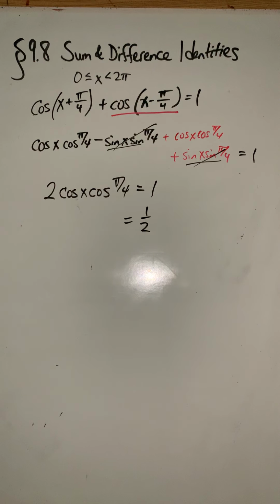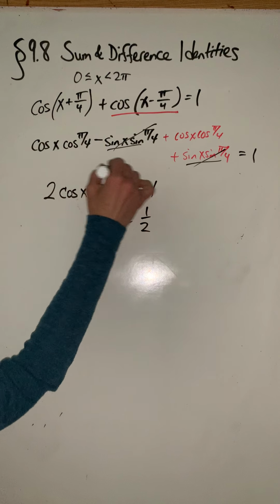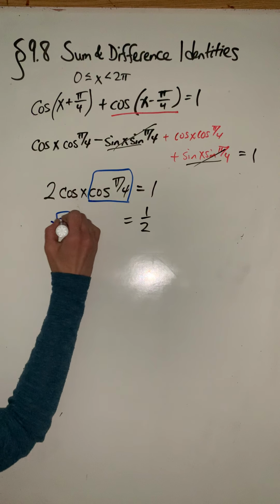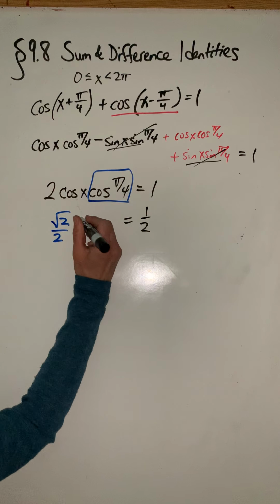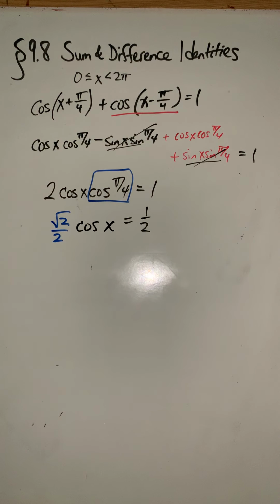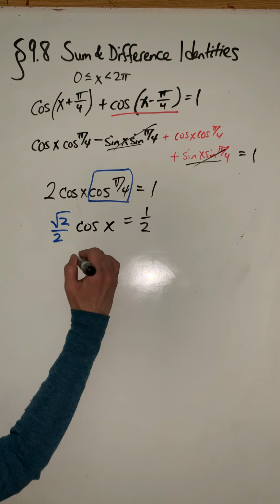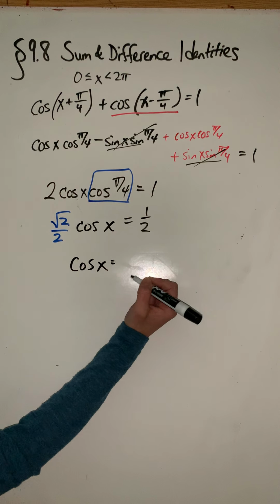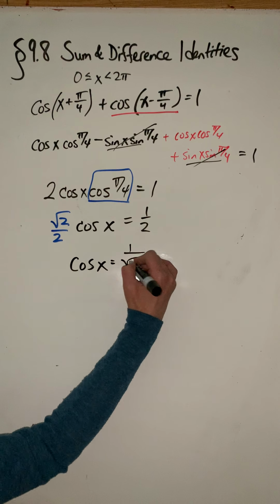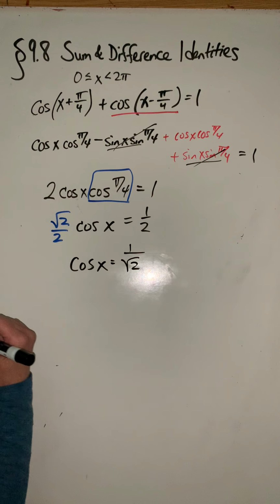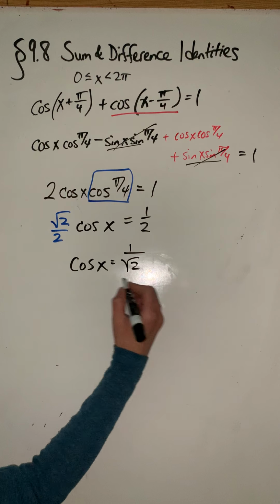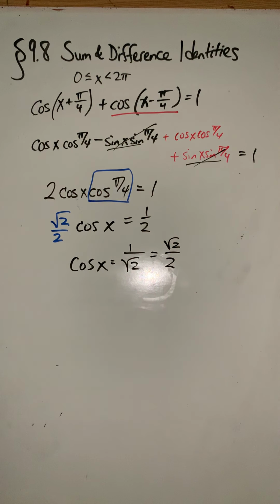And then secondly, we know the cosine of pi over 4, right? We know the cosine of pi over 4 is root 2 over 2. So root 2 over 2 times the cosine of x is equal to 1/2. All right, now we are going to multiply both sides by the reciprocal, right? So the cosine of x, if we multiply by 2 over root 2, becomes 1 over root 2. And if we rationalize, that is just root 2 over 2.